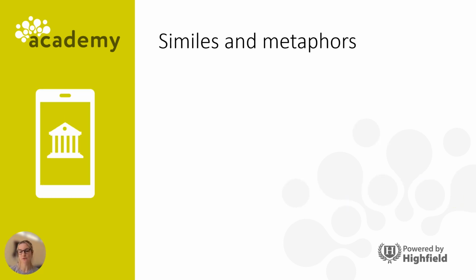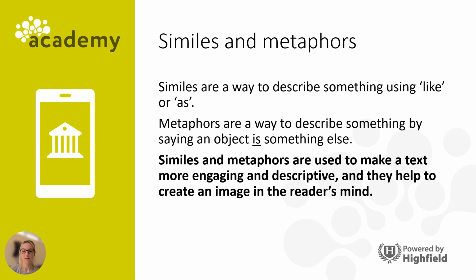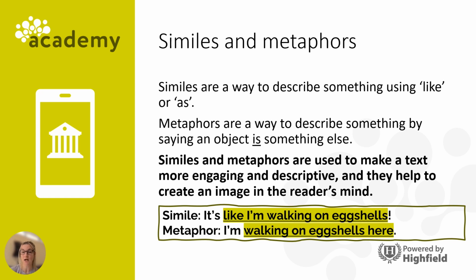So similes and metaphors are quite descriptive, and so may be used in descriptive texts. Now, similes are a way to describe something using like or as, whereas metaphors are a way to describe something by saying an object is something else. Similes and metaphors are used to make a text more engaging and descriptive and help to create an image in the reader's mind, so they can be really powerful and descriptive. So for instance, it's like I'm walking on eggshells, or a metaphor, I'm walking on eggshells here.